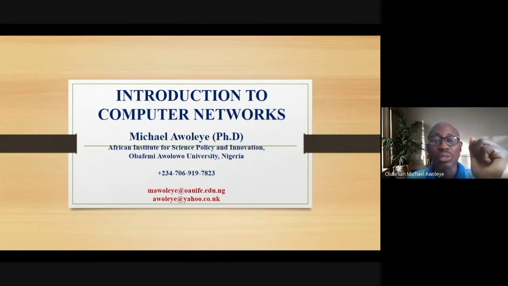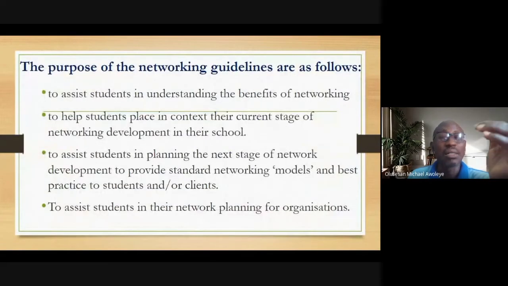Introduction to computer networks: what they are, what the benefits of networking computers together are, and what the components of networking computers together are. These are some of the things we're going to begin to see.